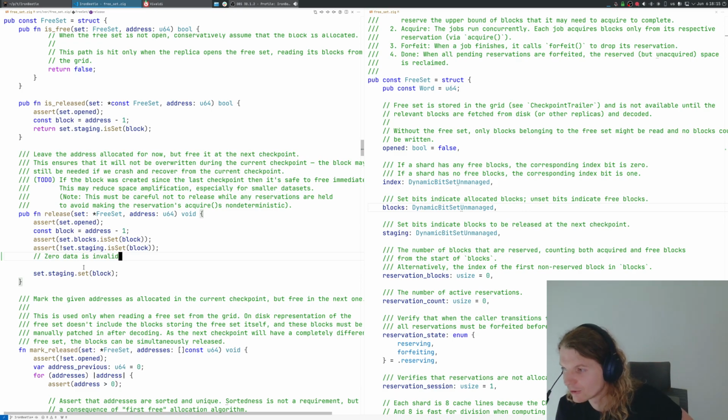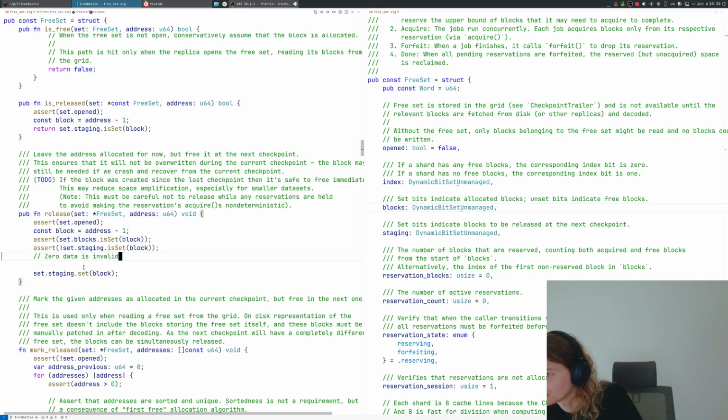Okay, I see there is a bunch of questions here. With static allocation, does the size of the free bit set impose a maximum size on the grid?